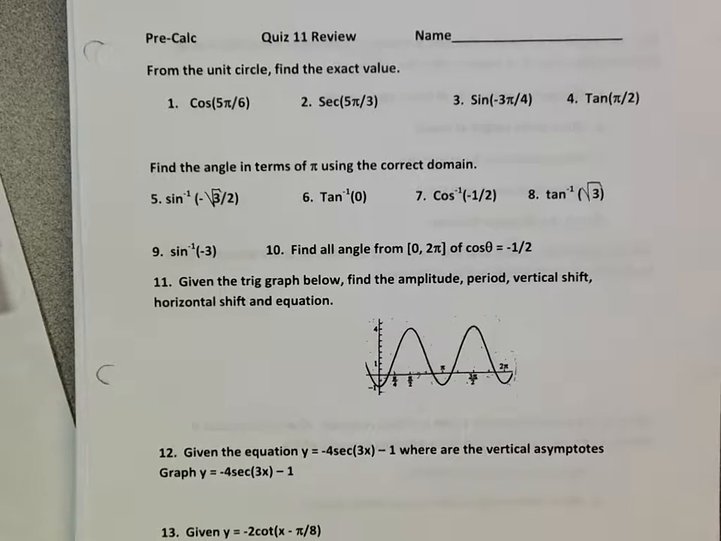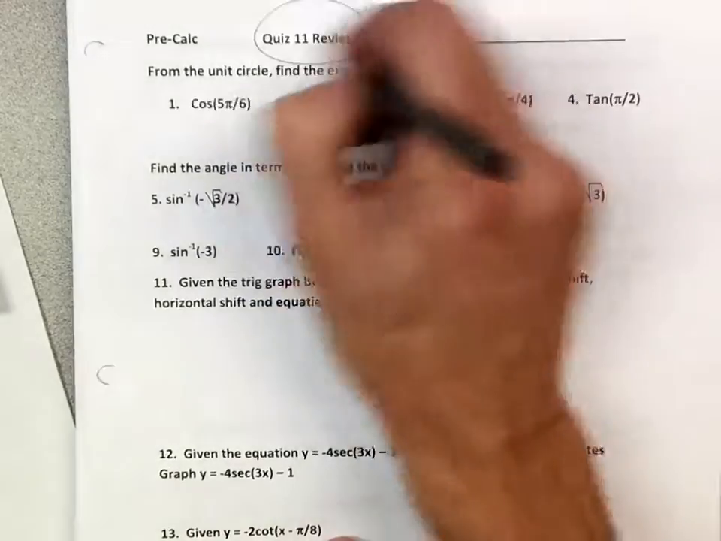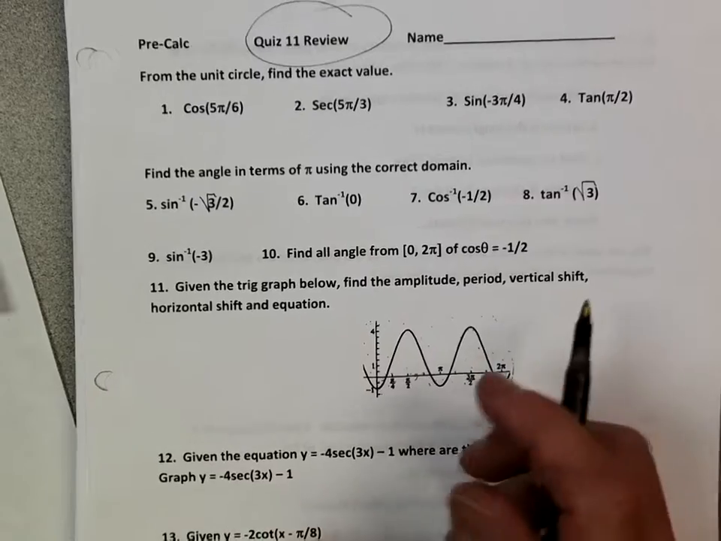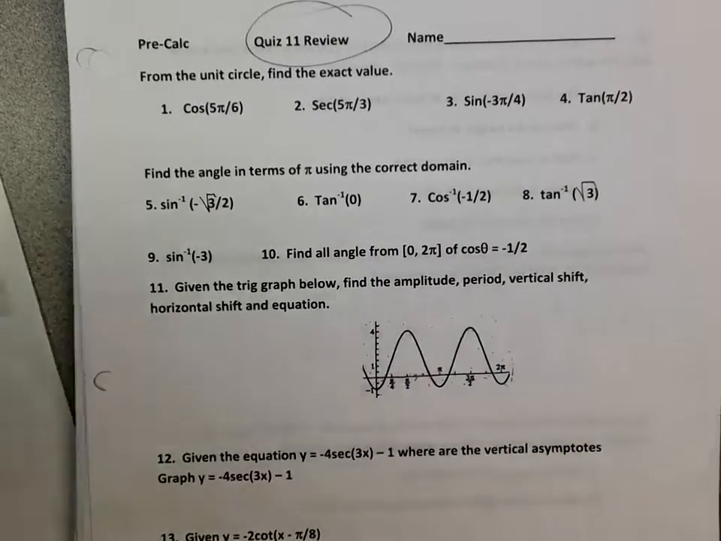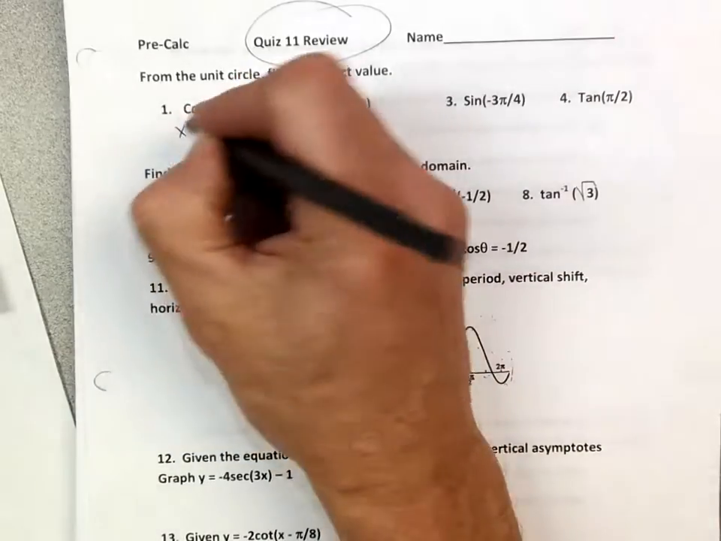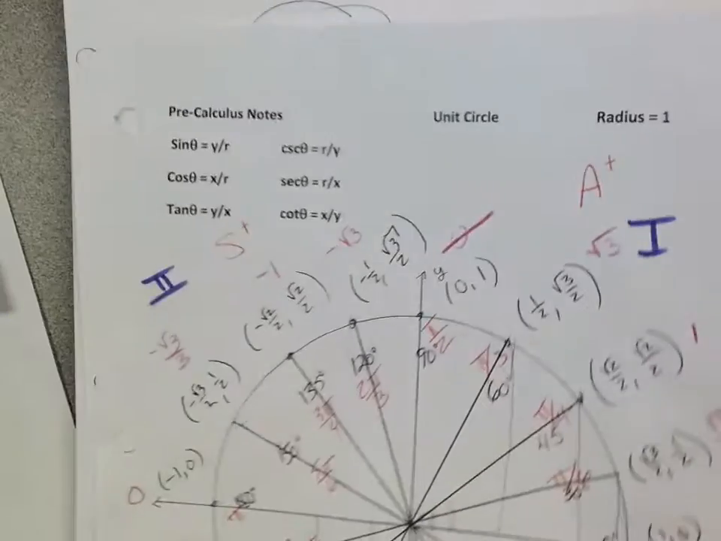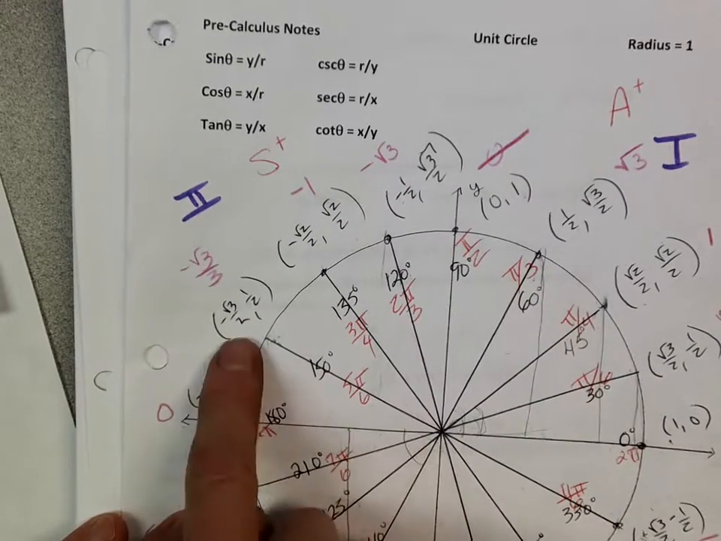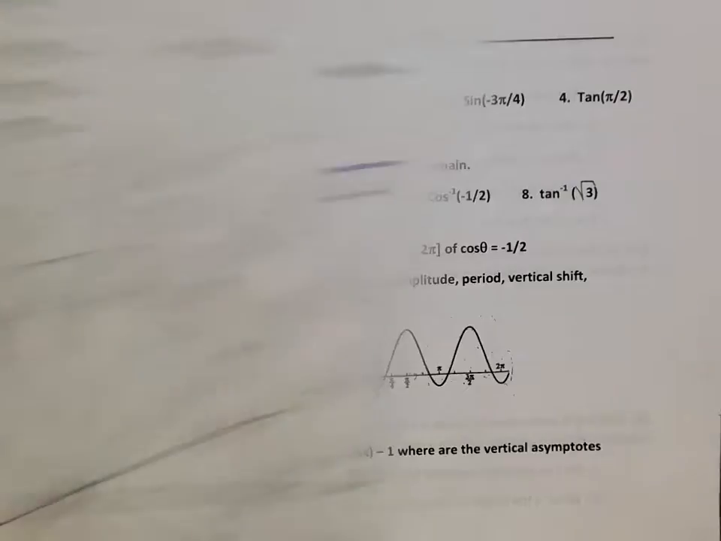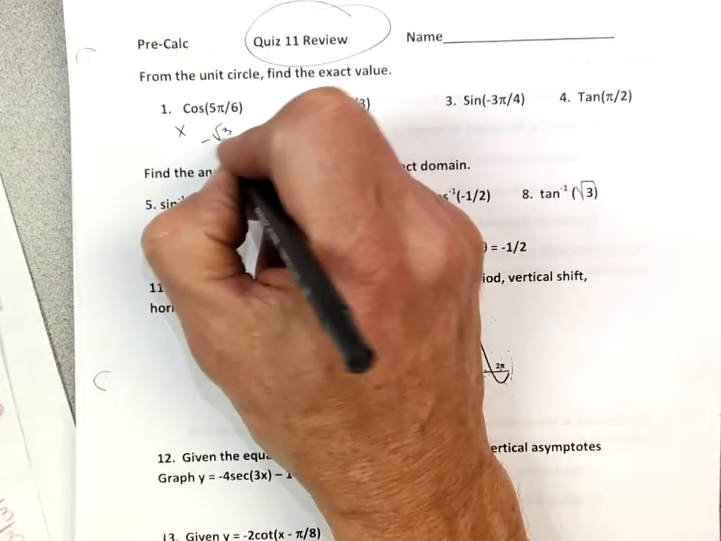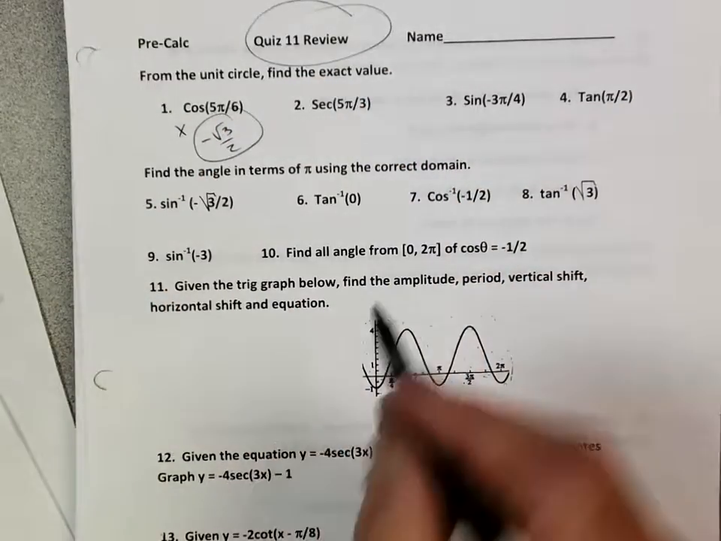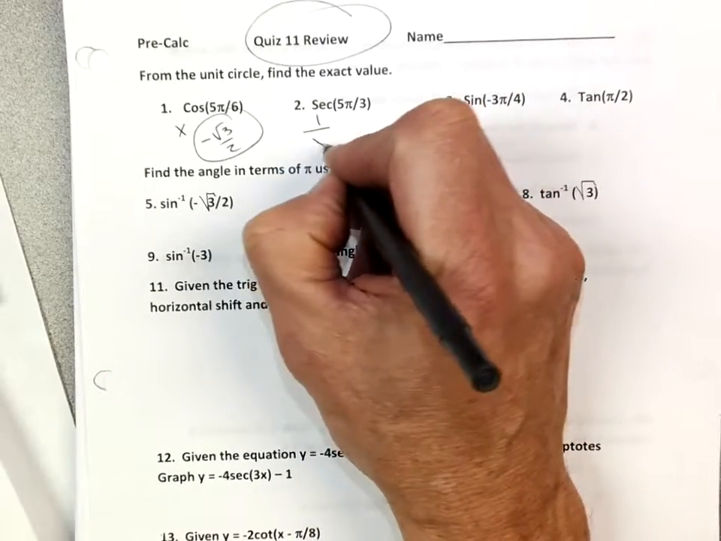Okay, so here is the unit quiz 11 review. So first of all, cosine. Let's go to the unit circle. Cosine is the x value of the point. 5 pi 6 is here. The x value is negative square root of 3 over 2. That's it. Boom.